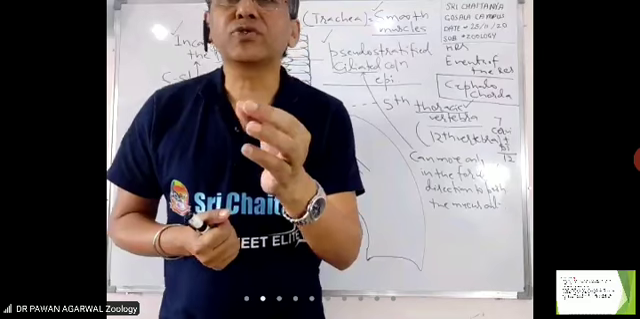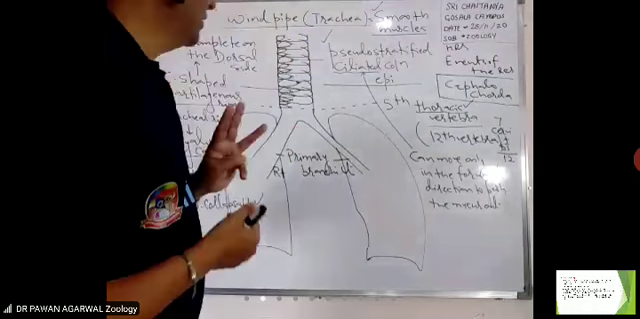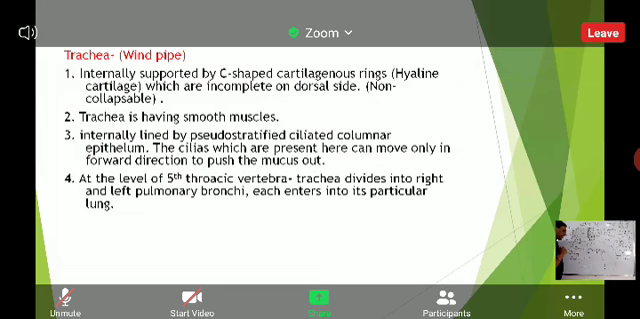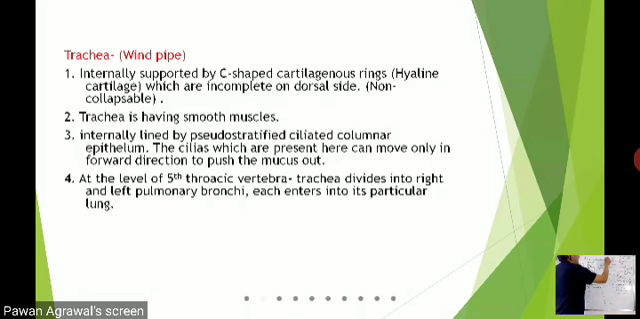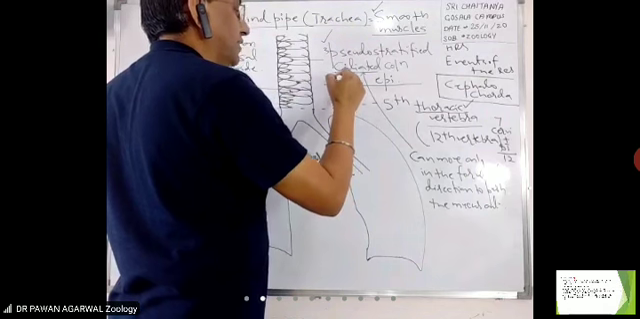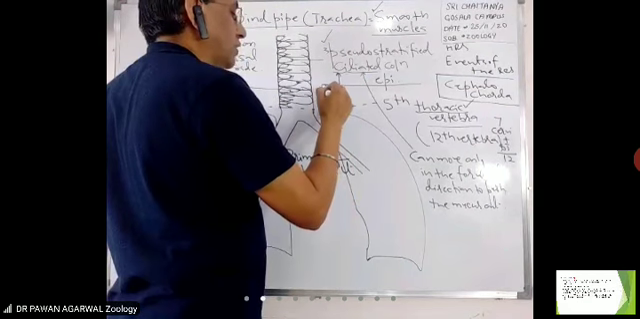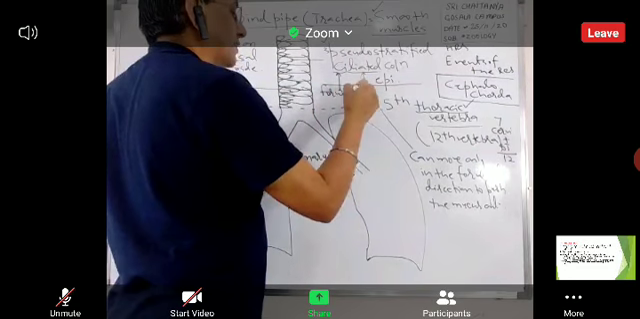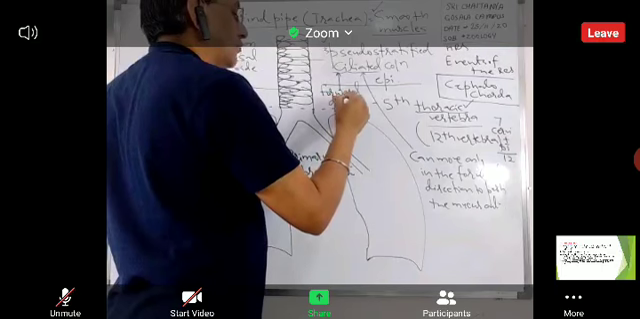So this is the third point. First point, tracheal rings. Second point, smooth muscles. Third, the ciliated epithelium, where the cilia move only in the forward direction to push the mucus out.